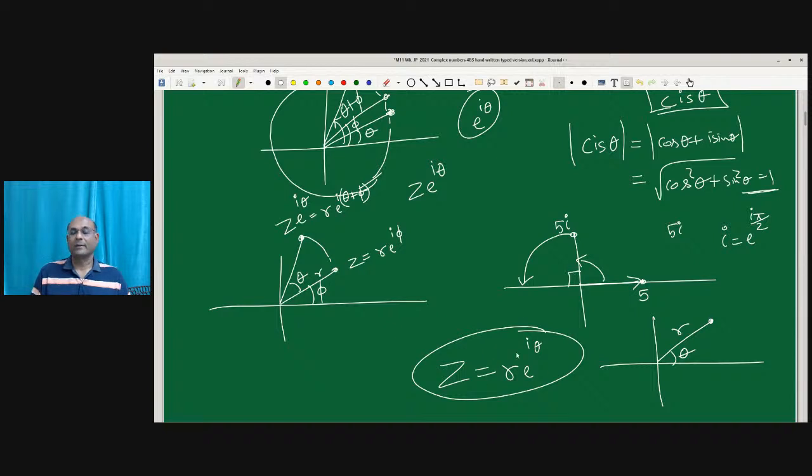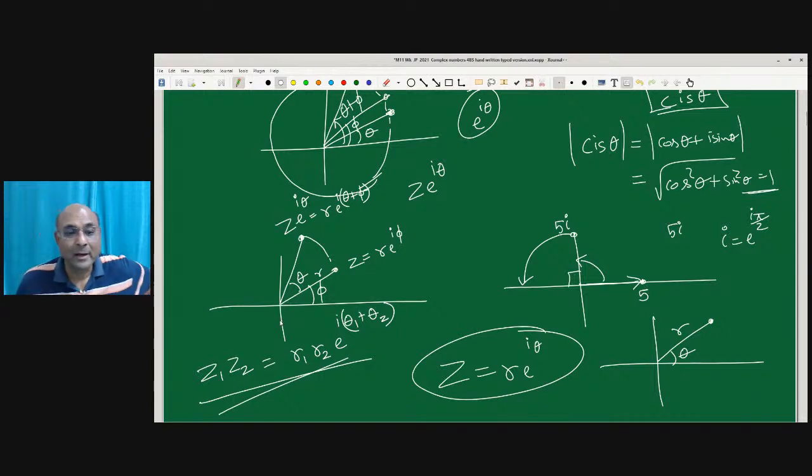So if I do z1 z2, I'll get r1 r2 e power i theta 1 into e power i theta 2, but that will mean e power i (theta 1 plus theta 2). That's it. The angle has basically become theta 1 plus theta 2. Whenever you're multiplying two complex numbers, you are adding up their arguments. Whenever you multiply any complex number, you're also rotating. But when you're multiplying by e power i theta, you're only rotating.